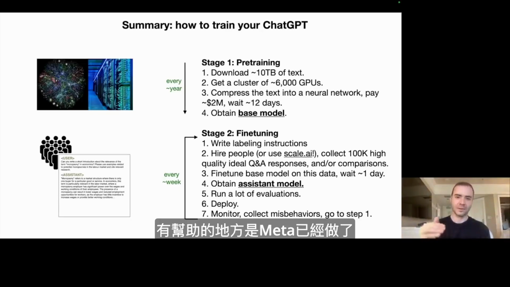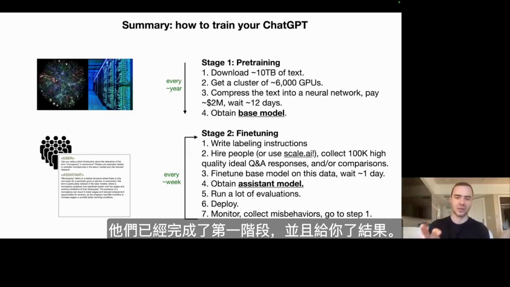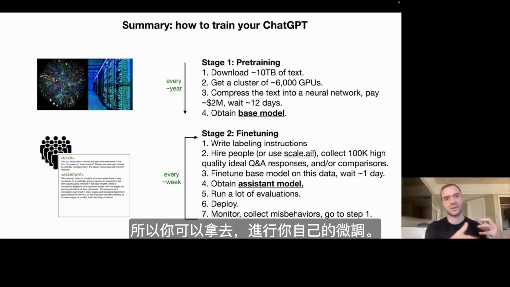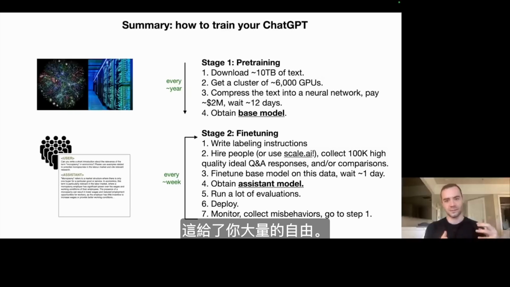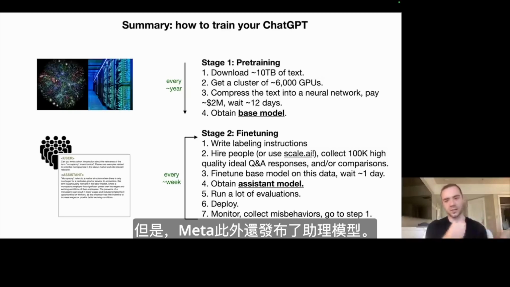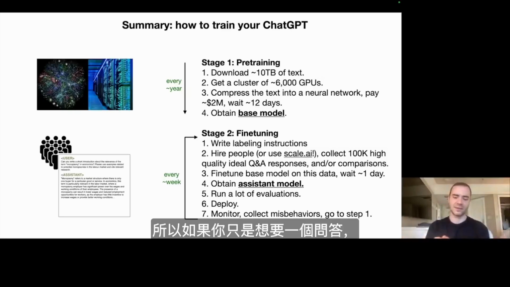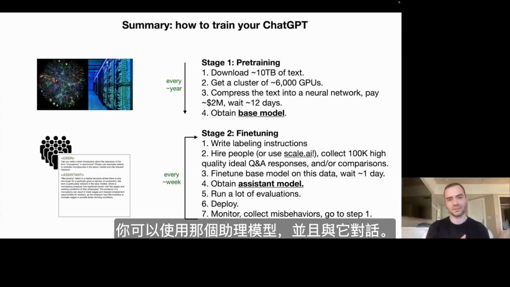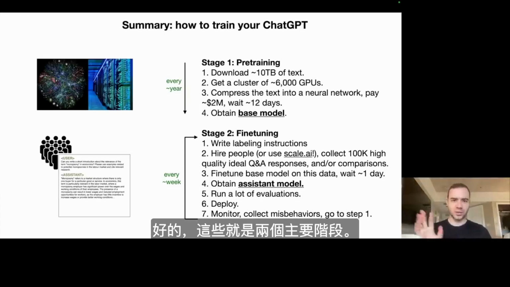Where they are helpful is that Meta has done the very expensive part of these two stages. They've done the stage 1 and they've given you the result. And so you can go off and you can do your own fine-tuning. And that gives you a ton of freedom. But Meta, in addition, has also released assistant models. So if you just like to have a question answer, you can use that assistant model and you can talk to it. Okay, so those are the two major stages.